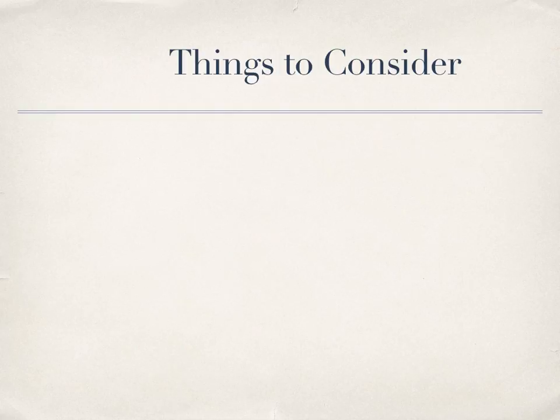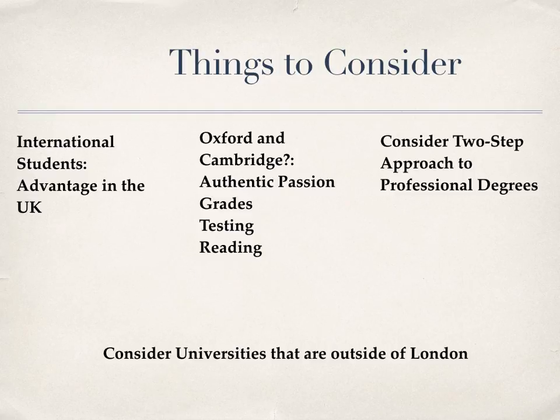Things to consider while you are applying to the UK are that international students are at an advantage in the UK. For Oxford and Cambridge, you really have to demonstrate authentic passion. Your grades matter, your testing matters. Read, read, read. Consider a two-step approach to professional degrees. If you are unsuccessful in a professional degree like law or medicine to begin with, you may want to consider going to university for an undergraduate degree and then looking at graduate entry programs.